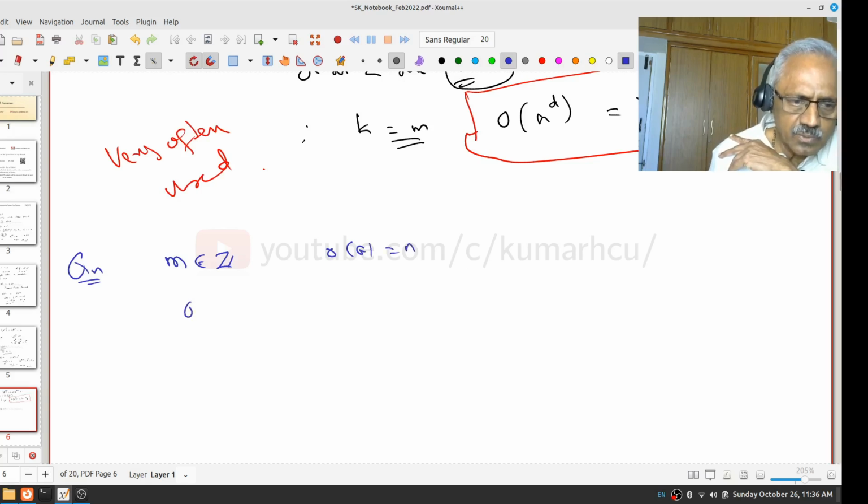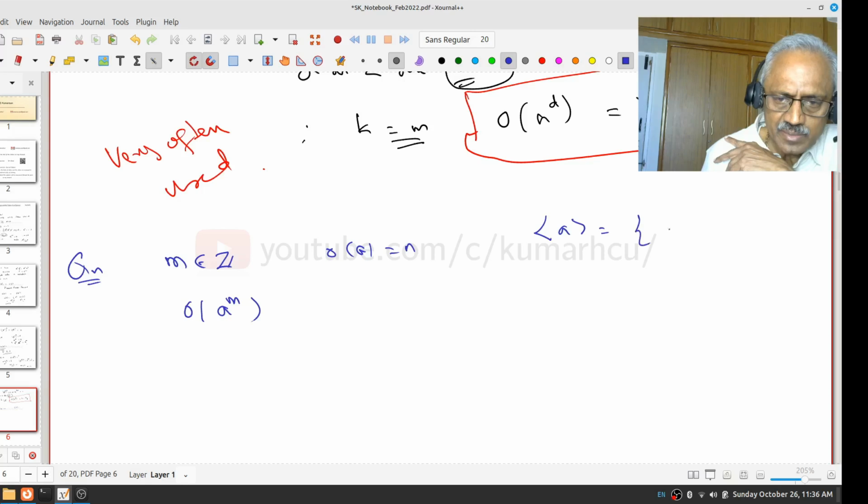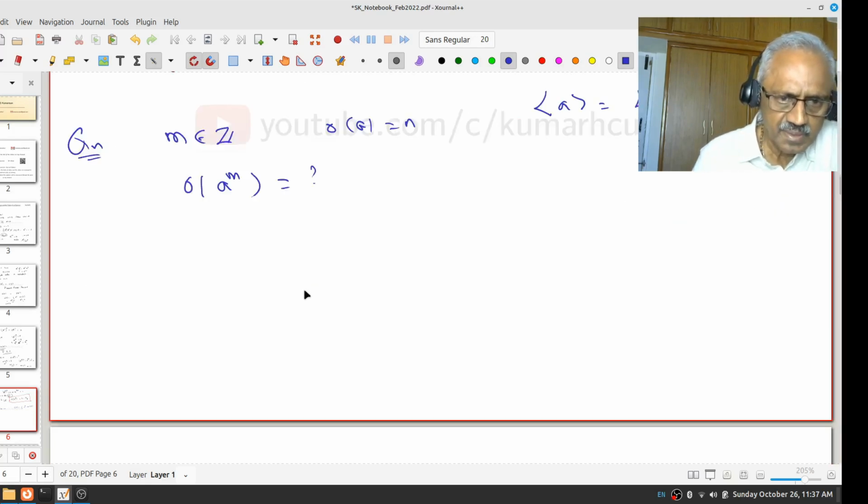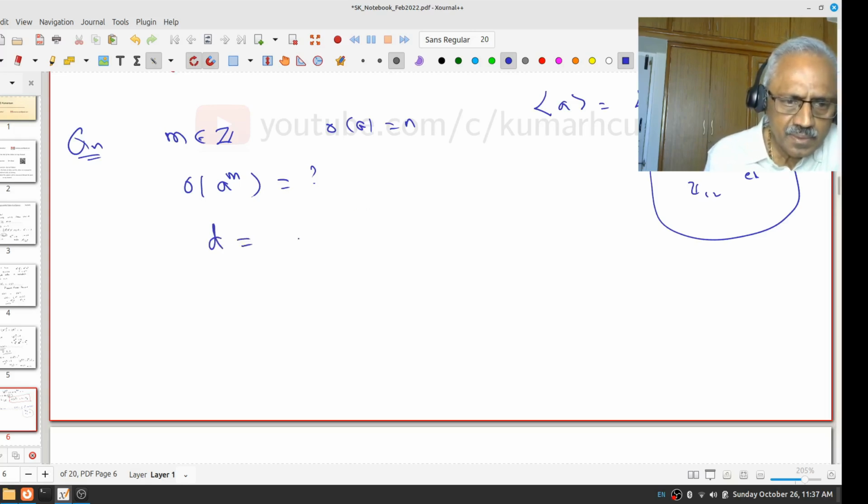And I want to know what is the order of a to the power m. Remember, in the cyclic subgroup generated by a, the elements are a to the power m, where m is over Z. This may be finite because the order of a is n, but let's not worry about that. So whatever m you take, I want to know what it is. Is the question clear? We had already worked out a lot of examples in something like Z8, Z12, etc. Please go through that. That will motivate this. I claim, let d be the GCD of m and n.